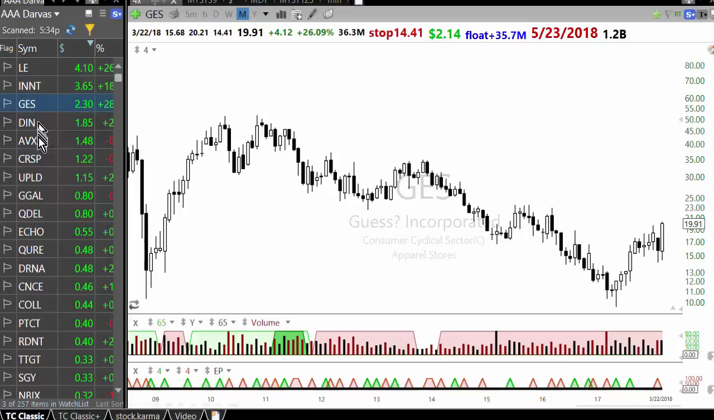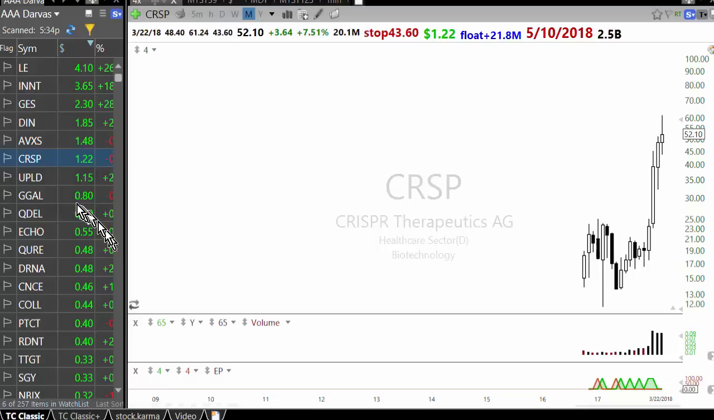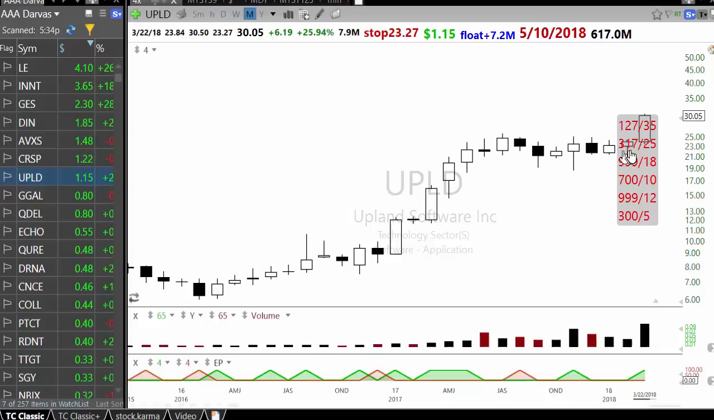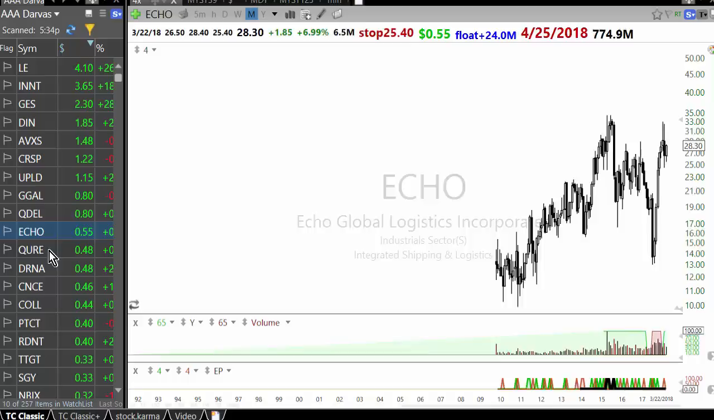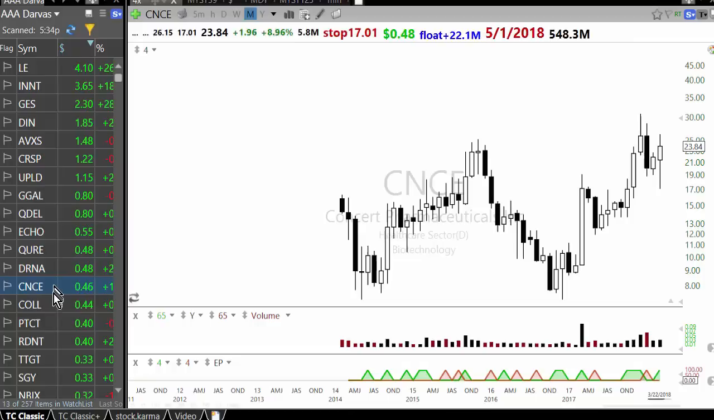As against that, a stock like this is what you would be interested in, or CRISPR Therapeutics, or Upland Software would be an ideal situation in his method, where it has already broken out of a box. He's looking for something near all-time high, not something which is just bouncing back. He'll be interested in stocks which are at all-time high.